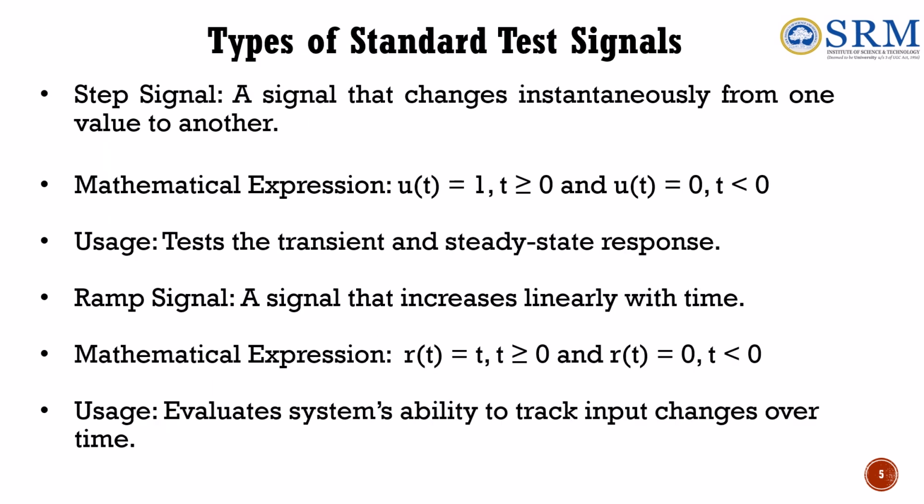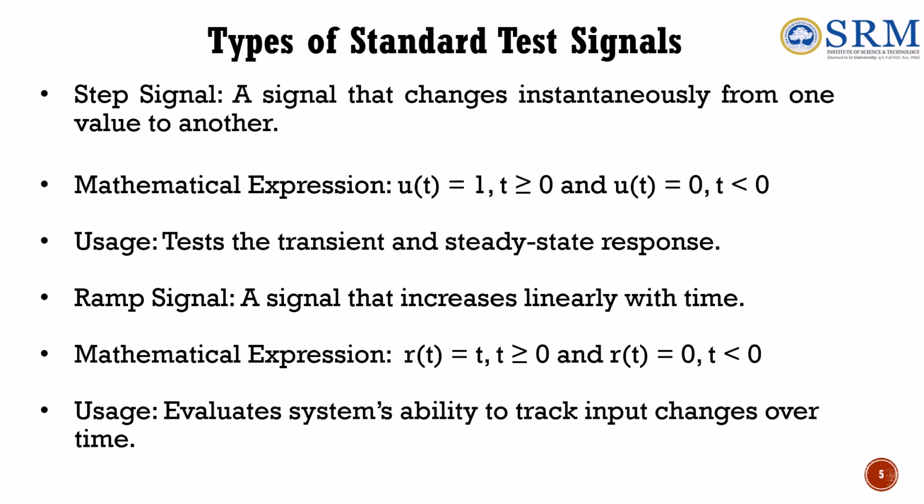Next, we are going to see different types of standard test signals. As we already mentioned, we have different types of test signals: step, ramp, parabolic, and impulse. Step signal is a signal which jumps suddenly from 0 to 1 at time 0. Mathematically, it's 0 before time 0 and 1 after time 0. It's used to check how the system reacts both immediately, that is the transient response, and in the long run, that is the steady state response.